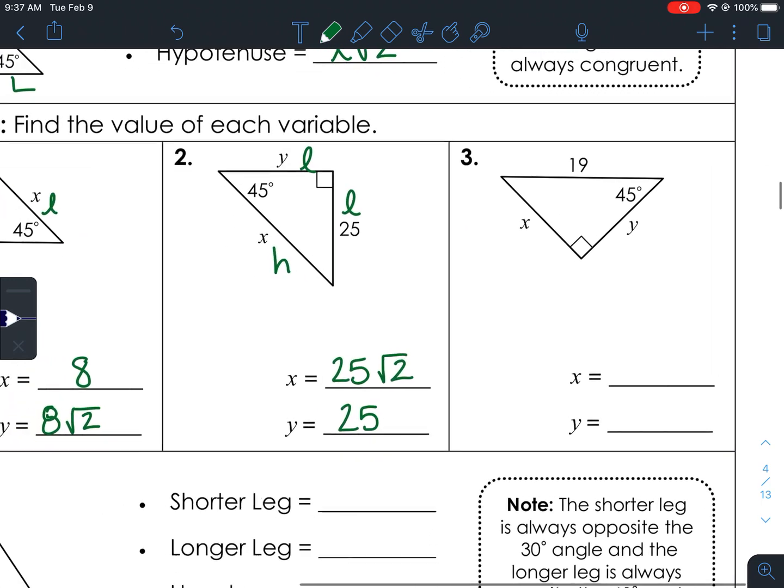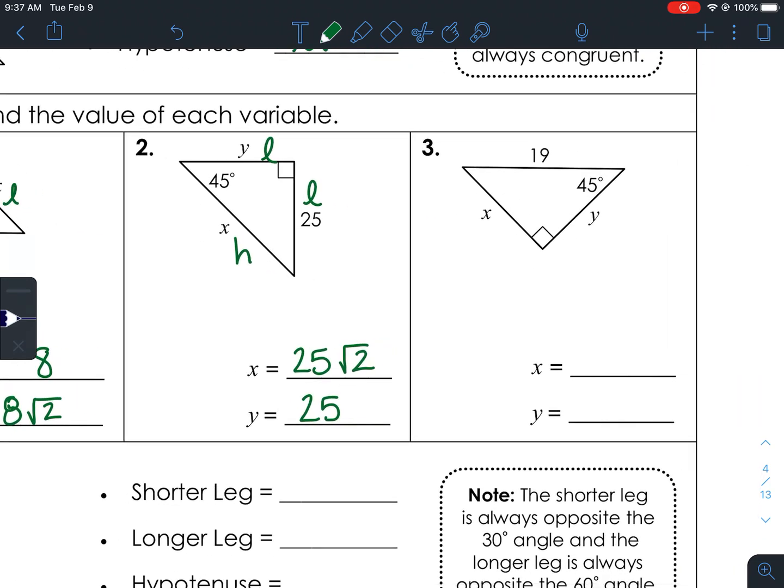All right, this one's going to get a little bit tricky here. Okay, so when we went from leg to hypotenuse, we multiplied by the square root of 2. When we're going backwards, we have to now divide by the square root of 2. So leg to hypotenuse, we multiplied. Going backwards, we have to divide. So I'm going to take 19, and I'm going to divide that by the square root of 2. Now this is where those whole radical rationalizing things came in. Okay, so I can't have the square root on bottom. So I'm going to multiply the top and bottom by the square root of 2.